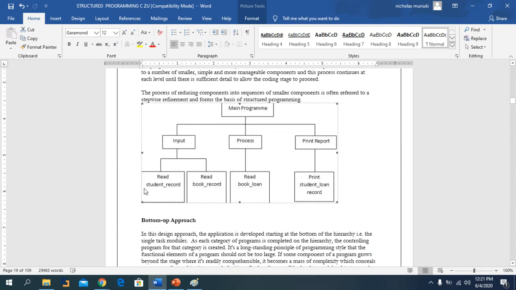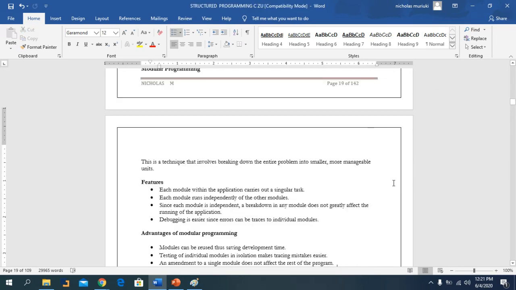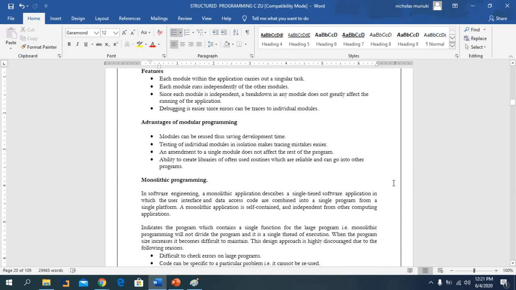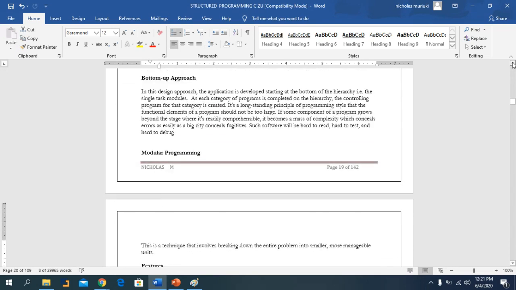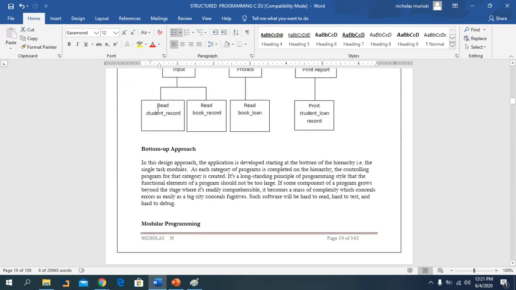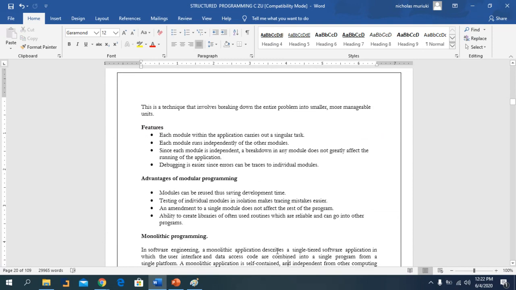Module 1, Module 2, Module 3, Module 4, Module 5, Module 6, Module 7, up till you have the main program. And that's why we are saying, if you're using modular programming, this code can be reused, because if this module is not functioning, I can change this module without affecting this. And I will not affect the execution of the other programs that we have. Testing is easier because I can test one module at a time.